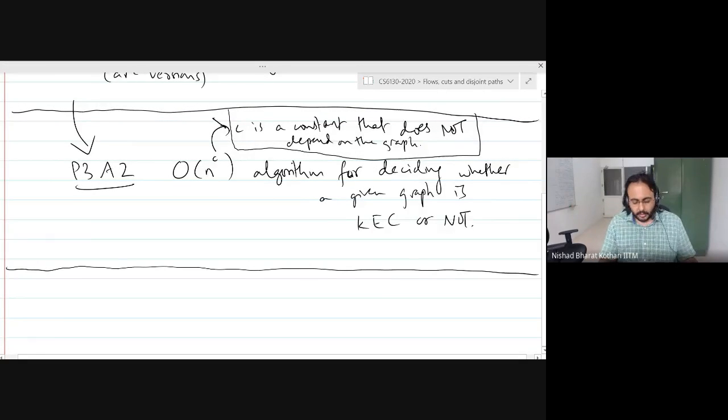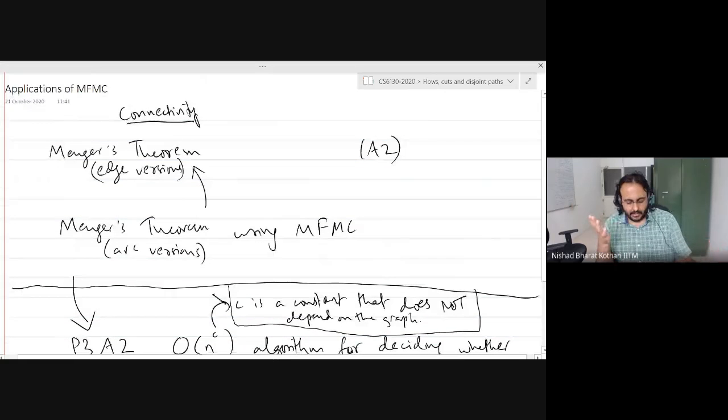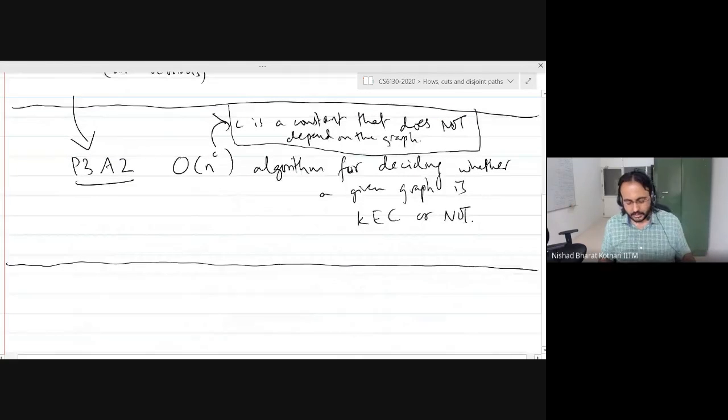So there is a lot you can do using max flow min cut. You can basically deal with all of these connectivity issues using max flow min cut. And it's not only edge connectivity, you can also deal with vertex connectivity. And there is some chance that something like that might appear on the midterm exam. I don't know yet. So it's not just the edge versions, it is also the vertex versions that can be dealt with using max flow min cut.